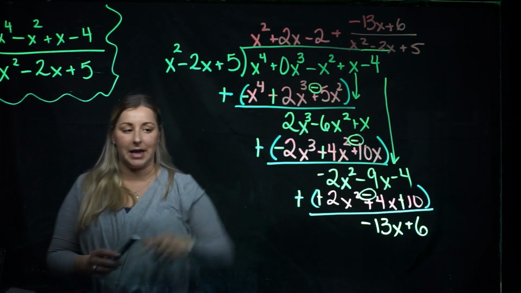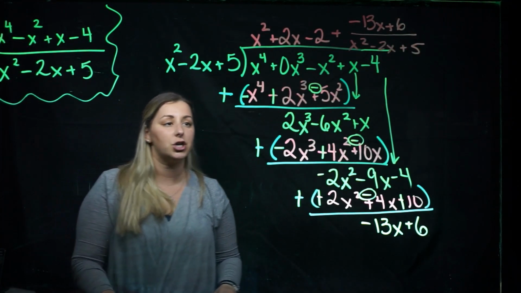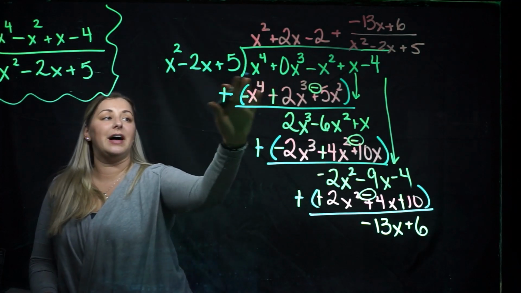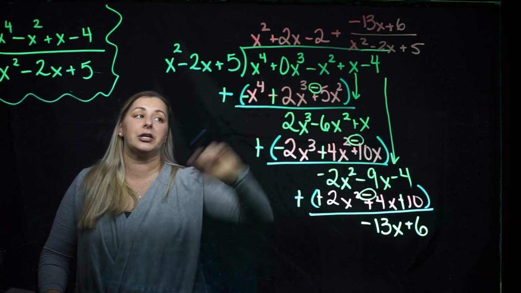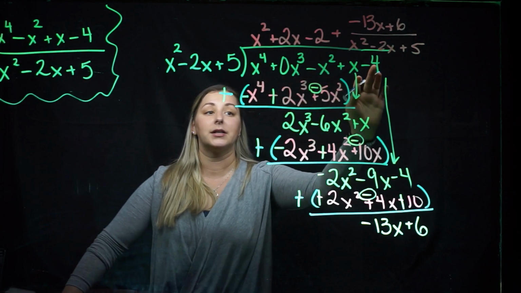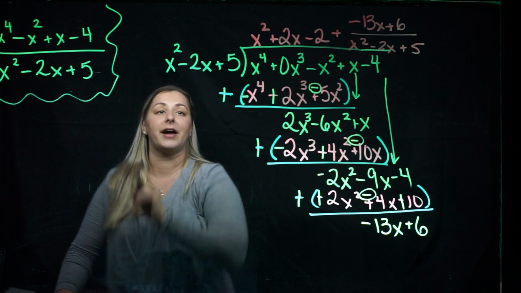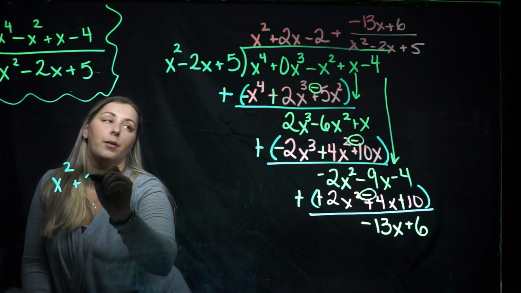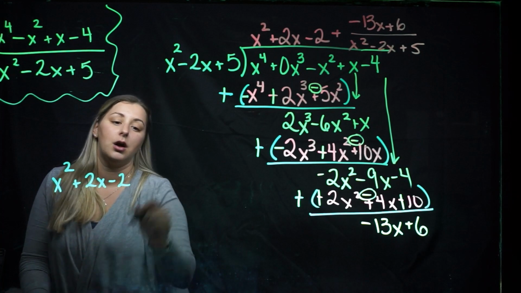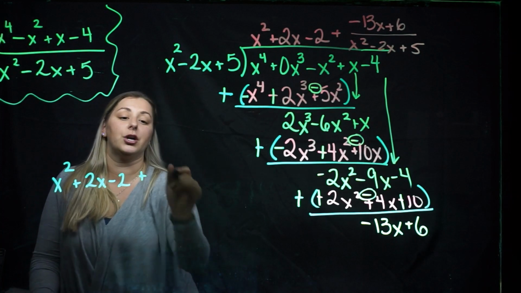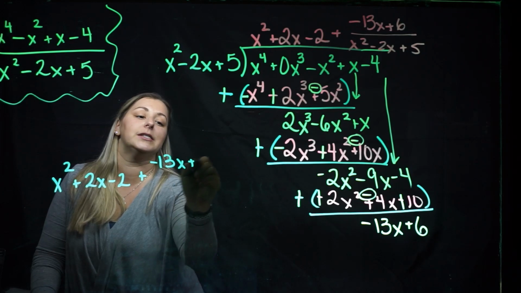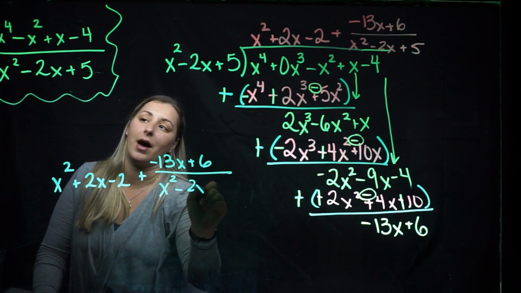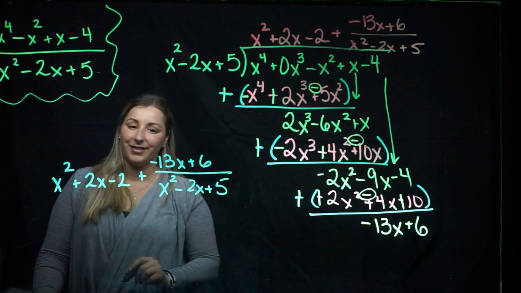It might be a little hard to see up there, so I'm going to rewrite your final answer just right here so that you can see. So your final answer here, when you divide x to the 4th plus 0x cubed minus x squared plus x minus 4 by x squared minus 2x plus 5, you get x squared plus 2x minus 2 plus the remainder of negative 13x plus 6 all over x squared minus 2x plus 5, okay?